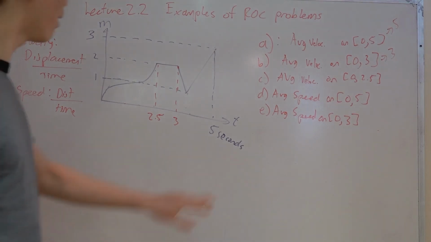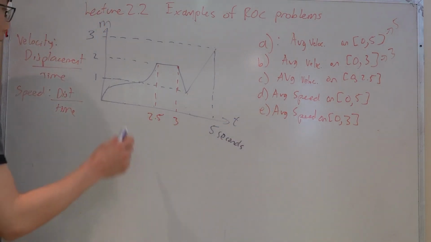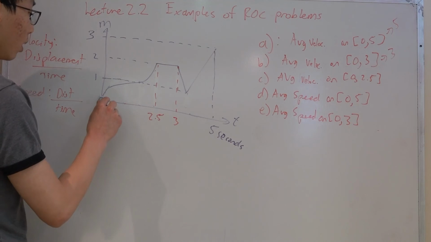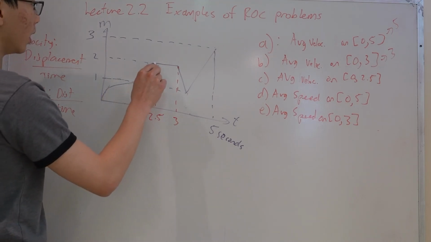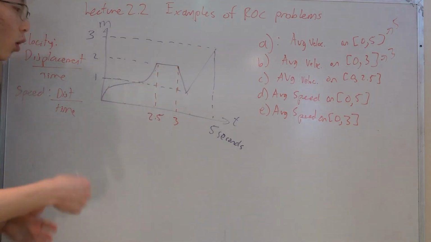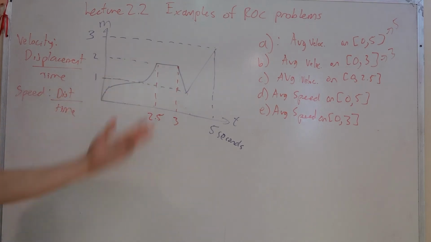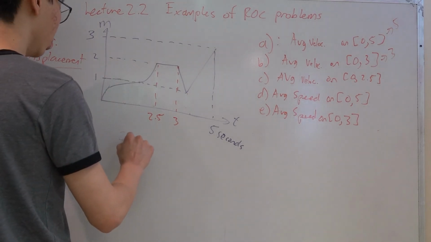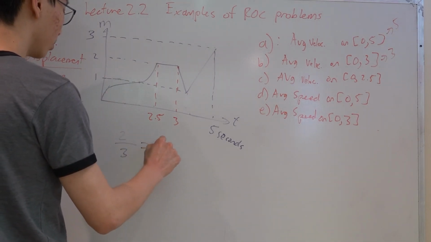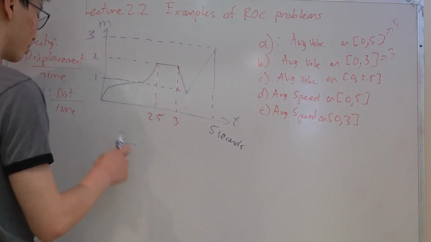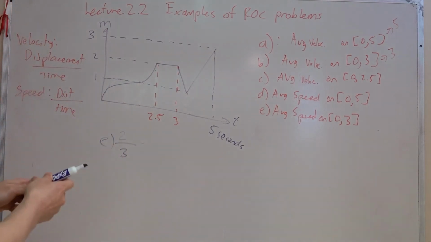Okay. Average speed on 0 to 3. Well, look what happened on the interval 0 to 3. You went 2 meters and then just stayed there. So the total distance that you traveled was actually just 2 meters. So this should be just 2 divided by 3. Then, that's your answer, right? So that's the answer for E. Okay.